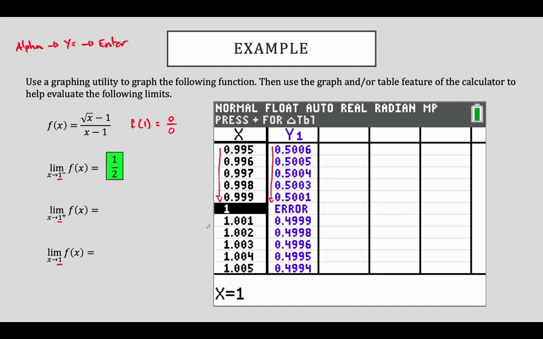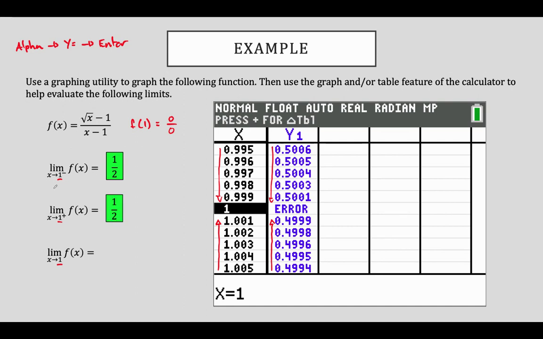Similarly, down below here, we have x values that are to the right of 1. And as my x values get closer and closer to 1 from the right of 1, what do the y values get closer and closer to? Well, these all get consecutively closer and closer to 1/2 again.